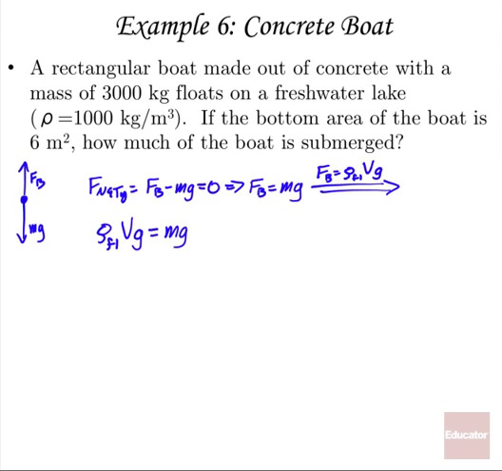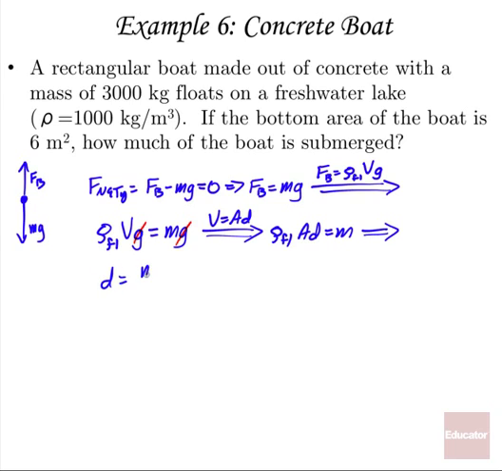I can see right away there's a simplification we can make. We can divide g out of both sides. So we could also say then that the volume of our boat is going to be its area times its depth. So volume of the fluid displaced is going to be the area of the boat times how much of it's submerged, that depth submerged, d. Therefore, density of our fluid, rho fluid, times our volume, A d, must equal m. Rearrange this to find d, the depth of the boat submerged.